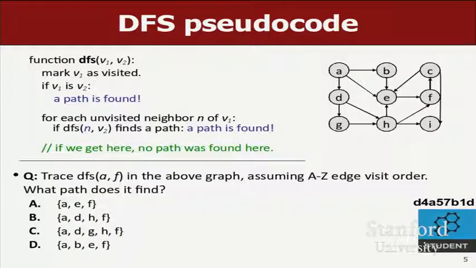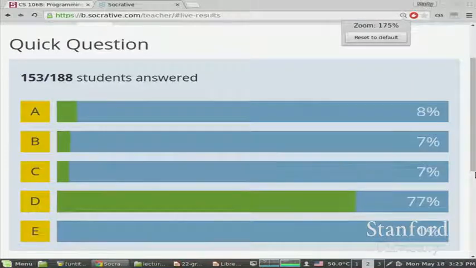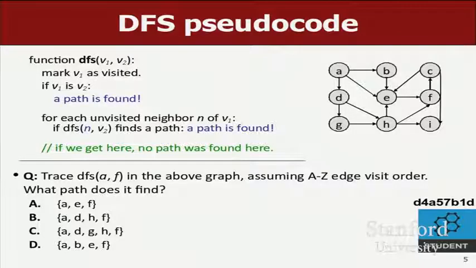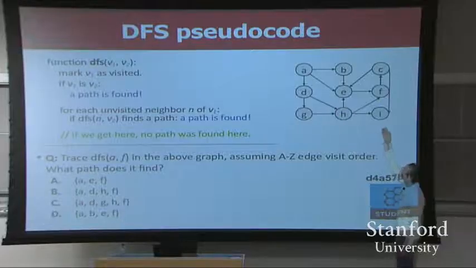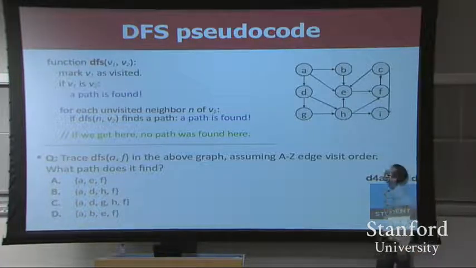Let's look at what you folks are voting on. Looks like most of you picked choice D, which I think is the right answer. We're assuming that the vertexes get visited in ABC order. So I hope you understand that this algorithm would choose A, B, E, F, because the first path it tries is B. From B it tries E. From E it tries F. And so it would find that rather than the shorter path, A, E, F, the direct path, right?